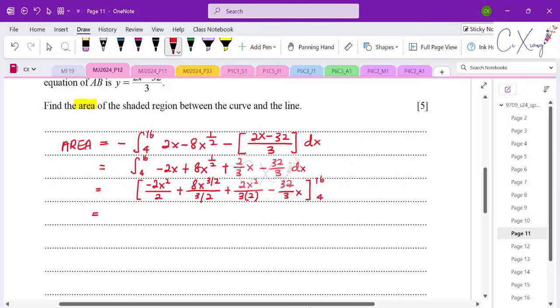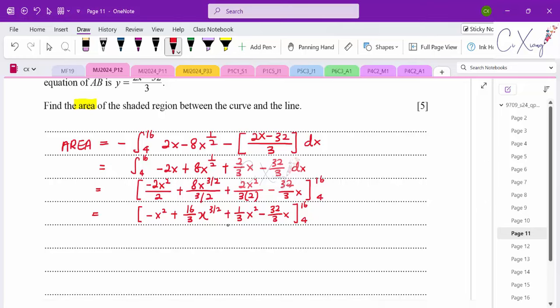Again, before I substitute the limit, I prefer to simplify all the terms as much as possible first. So 16 over 3, x power 3 over 2. Then this one will be 1 over 3 x squared. This one will be 32 over 3x. Okay, so observe the equation again. Negative x squared plus 1 over 3x squared will give you negative 2 over 3x squared.